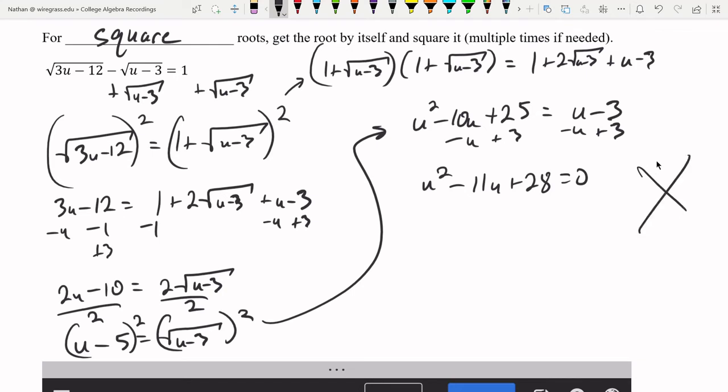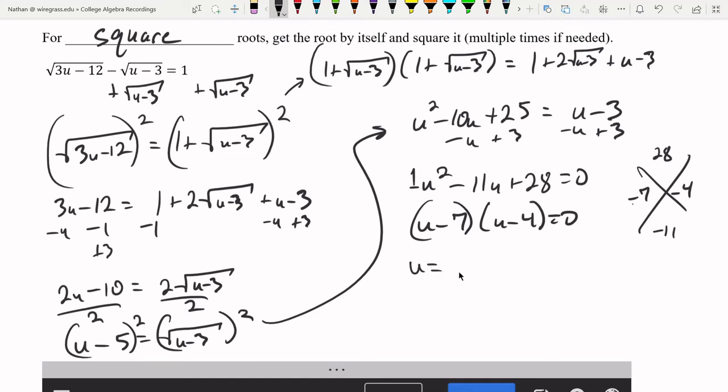Okay, we can factor it. Let's try a times c is 28, minus 11 is just b. Two numbers that multiply to give 28, add to get a negative 11. 7 and 4, I think. Yeah, negative 7 and negative 4. So we get u minus 7, u minus 4. I can use a shortcut because a here is 1. That gives us the solutions u equal to 7 and u equal to 4.